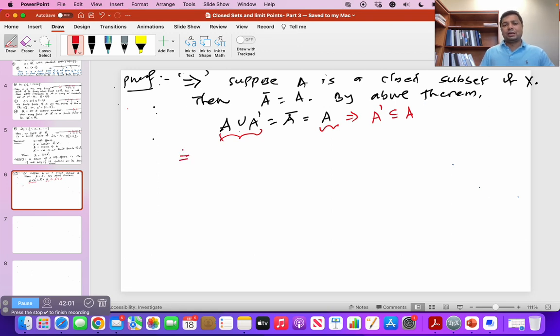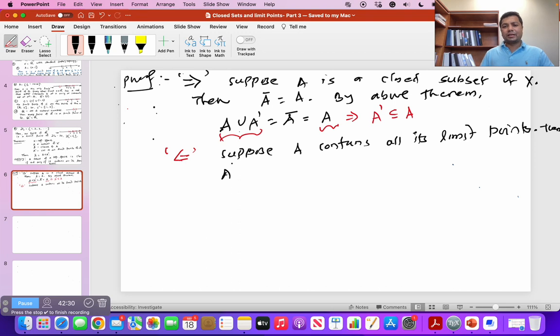So this side is done, and for the other side, let's assume that A contains all its limit points. Then we need to show that A is closed. Suppose A contains all its limit points, then we can say that A prime is a subset of A. If it contains all its limit points, then A prime is a subset of A.